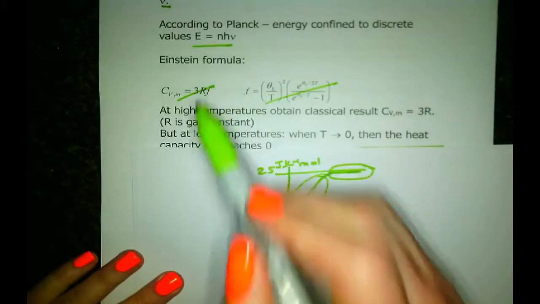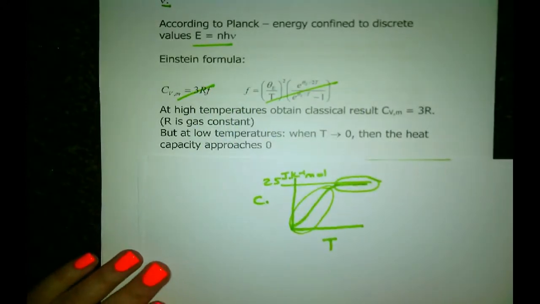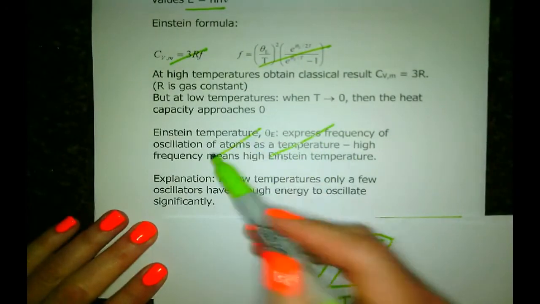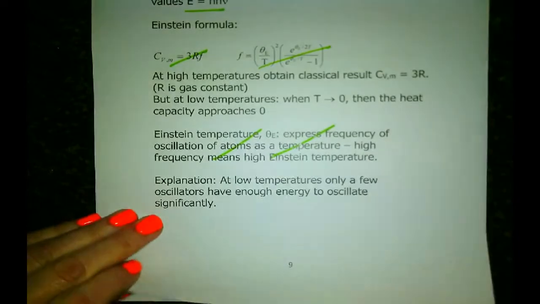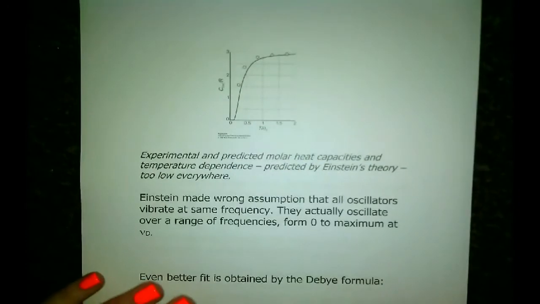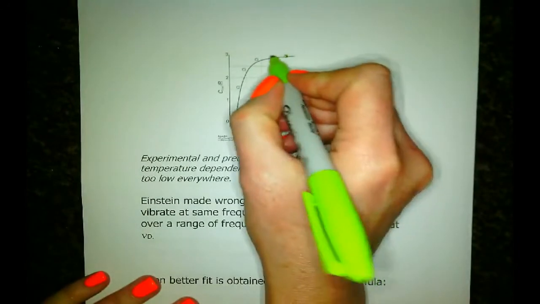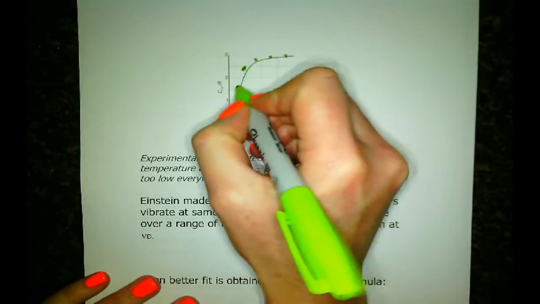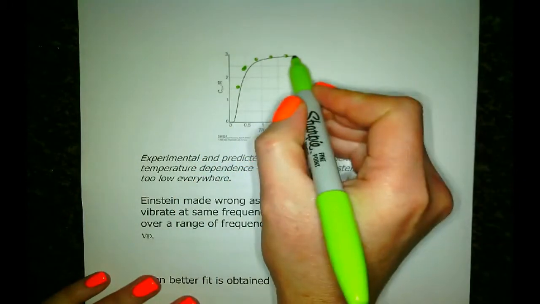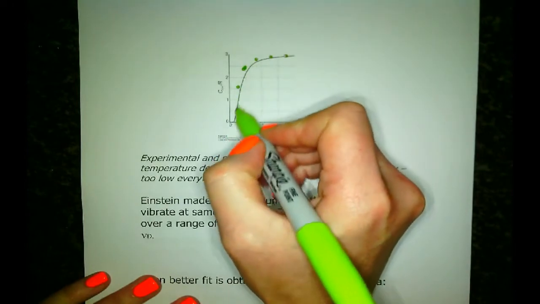Again, you don't have to know this formula. Ladies and gentlemen, you don't have to know the details. What you need to know is that if you use the idea of Einstein that each atom oscillates with a single frequency, there is the experimental data of heat capacity versus temperature, and that solid line shows you the fit of the Einstein formula.